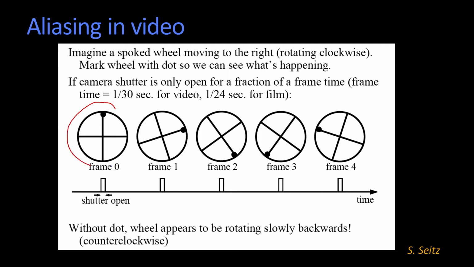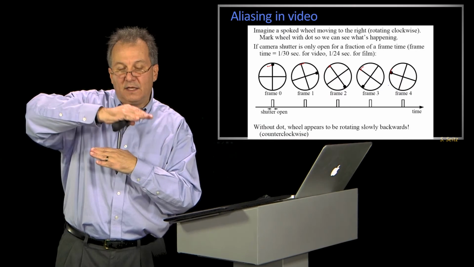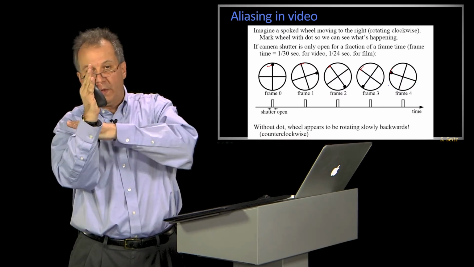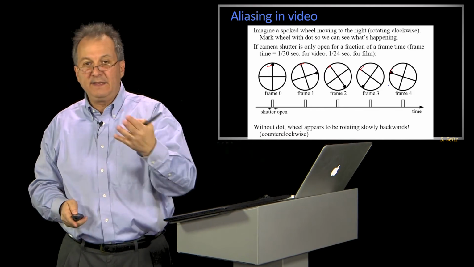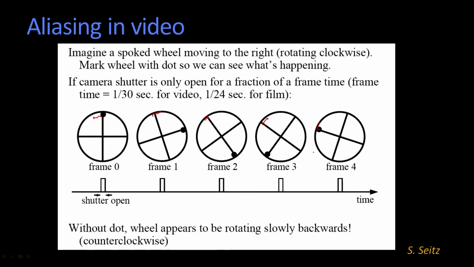Imagine we have this wheel that's turning this amount each time. So if you track the dot, you can see that the thing is turning almost 90 degrees at every rotation. But if that dot wasn't there, you would actually see this thing going backwards just a little bit, because you couldn't tell which one of those cross patterns was which, and so you would see it rotating backwards, okay? And that's aliasing in the temporal domain. We'll talk about that in a minute.